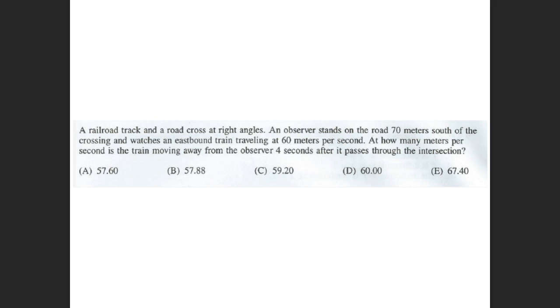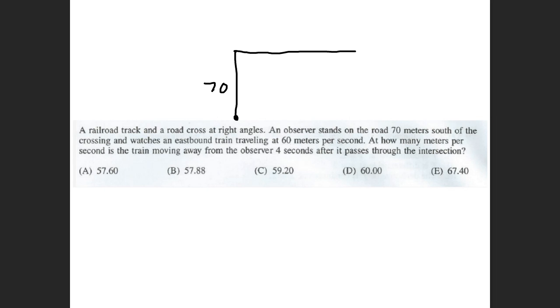All right. Now, did you set up a diagram? All right. So the diagram on this one, it says a railroad track and a road cross at right angles, and an observer stands on the road 70 meters south. Okay, now, usually my drawings aren't the best, but here's my railroad track. Guy standing 70 meters south. Okay, so that's 70. To me, that looks like it's going to be a constant because he's not moving at all.